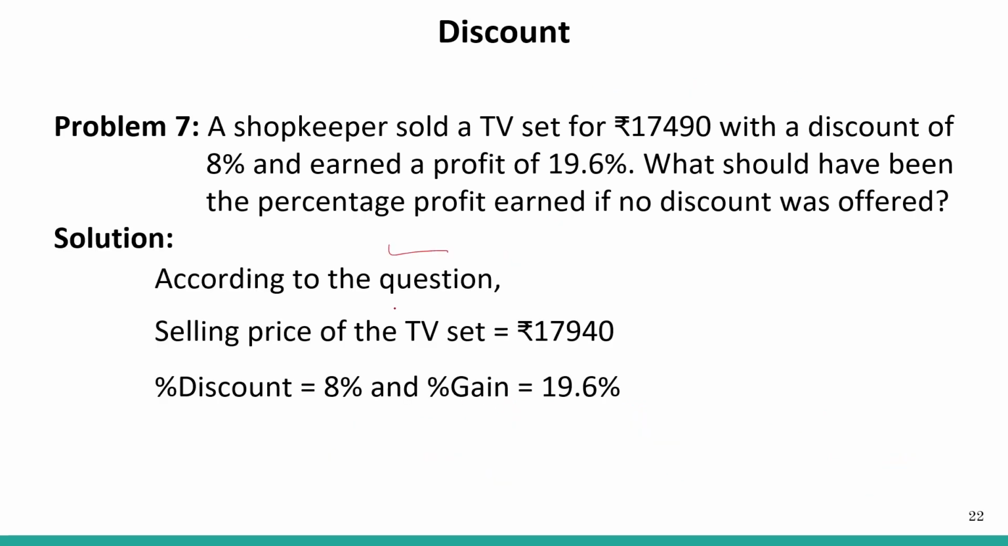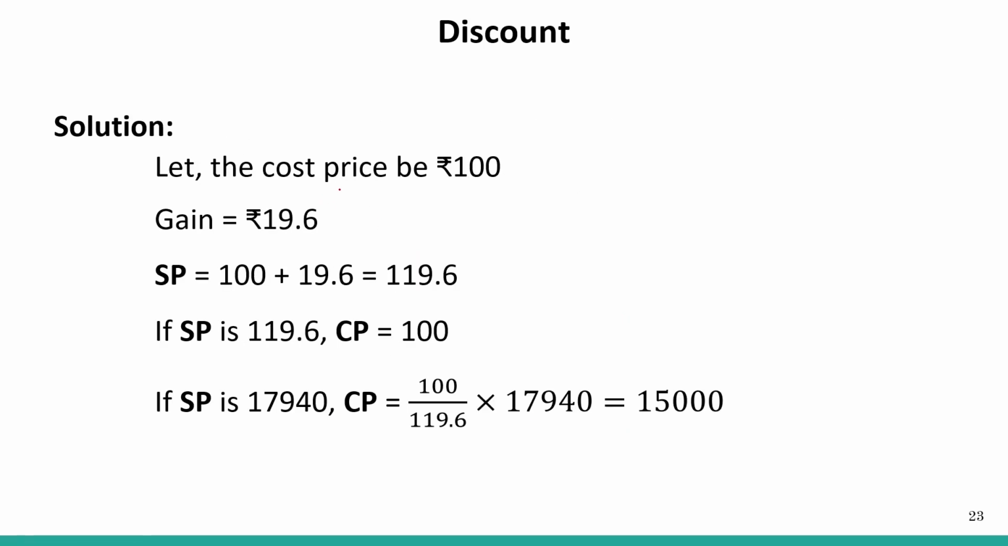So according to the question, the selling price of the TV set is equal to what? 17,940. The discount is 8%, and the gain is this much percent simultaneously. So the cost price, let it be 100. The gain will be what? 19.6 rupees. So the selling price will be 119.6. So the cost price is 100 by 119.6 into this much. So it will be 15,000.